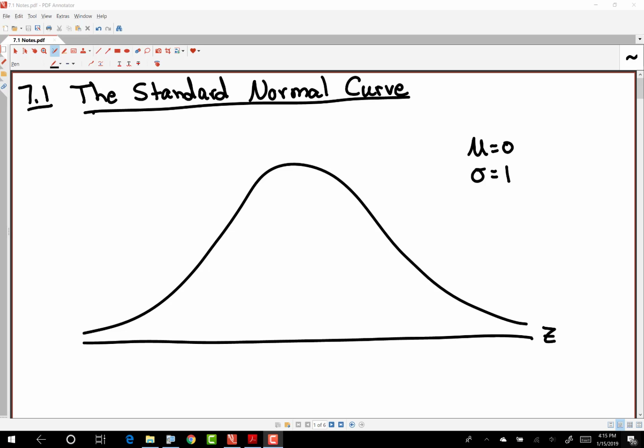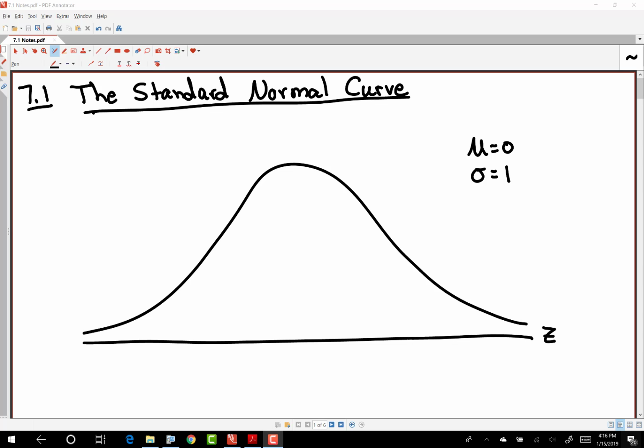In section 7.1, we're going to look at the standard normal distribution. And the normal distribution is pretty much the foundation for what we're going to do in the rest of the course, which is making confidence intervals and testing hypotheses. And so we're going to look at this pretty extensively.